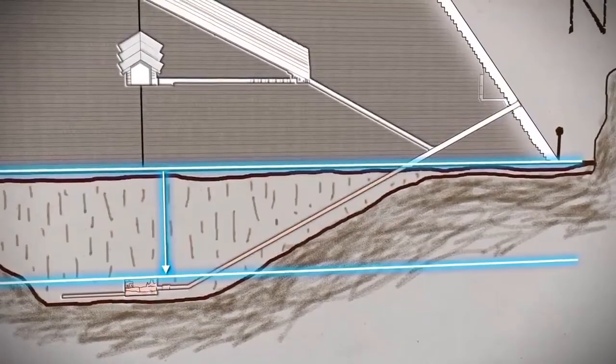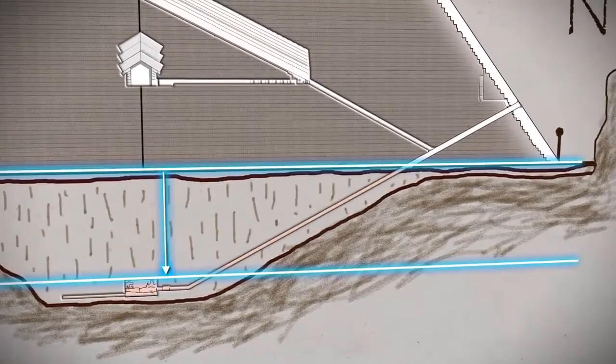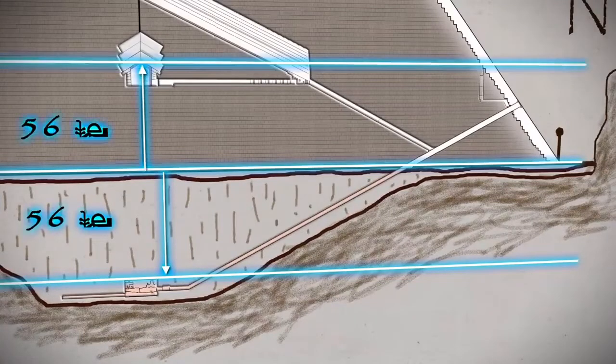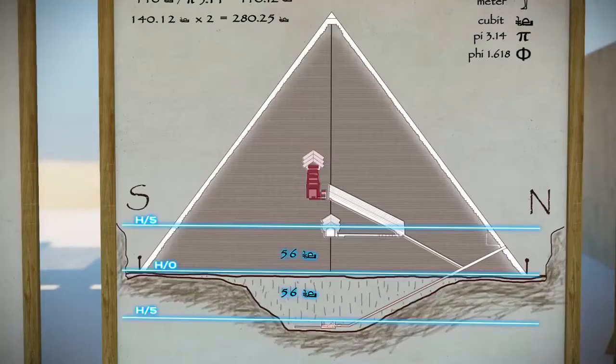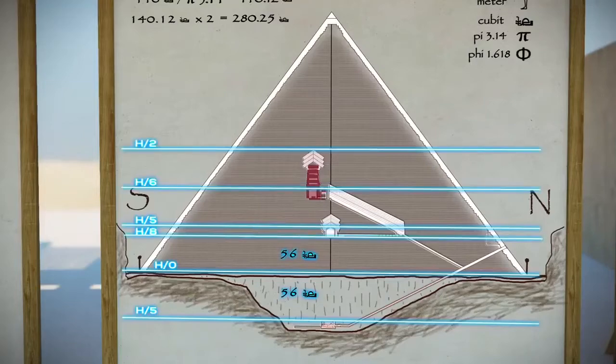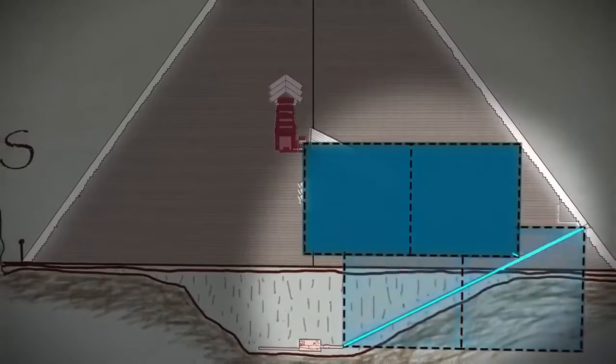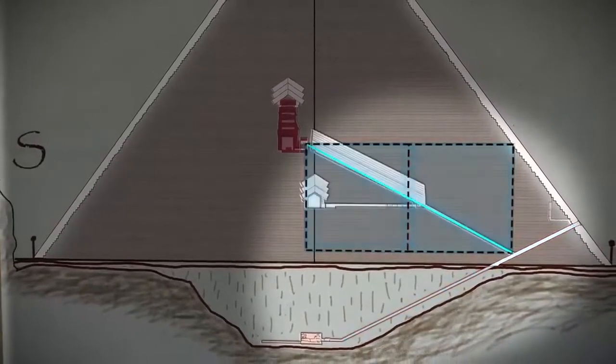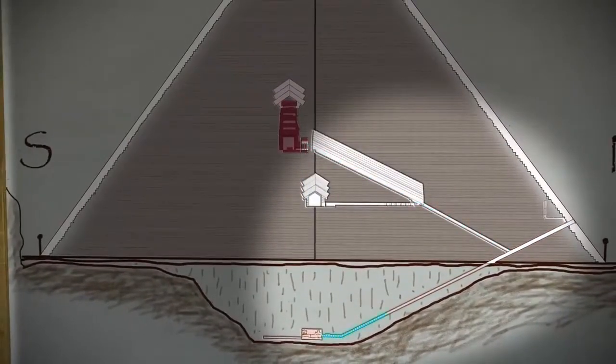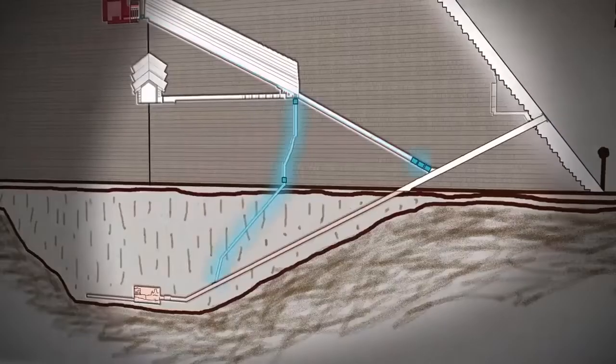From the ground level to the underground chamber, the height is 56 cubits. From the floor to the middle chamber, the height is also 56 cubits. Then each space is cut in half and in quarters. The angle of the descending and ascending corridors is the diagonal of the 2 squares. From the underground chamber to the intersection, there are 161 cubits. From the intersection to the ascending corridor, made with the same mold, there are also 161 cubits.